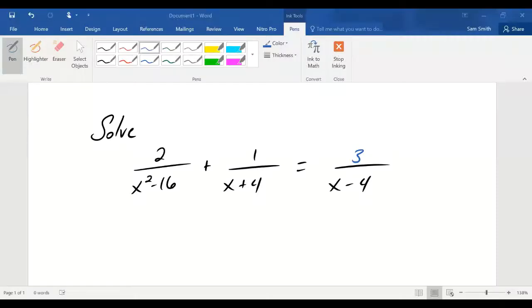I'd like to talk to you about a general process by which rational equations can be solved. So take, for example, this rational equation. We've got 2 over x squared minus 16 plus 1 over x plus 4 is supposed to equal 3 over x minus 4. Let's see if we can make that happen.